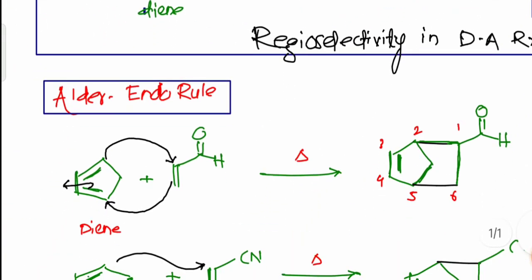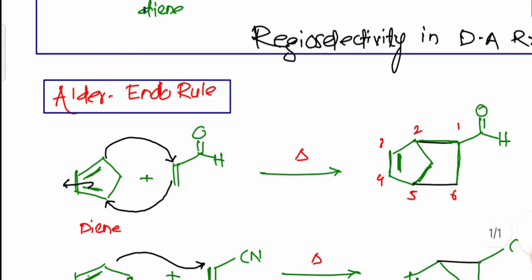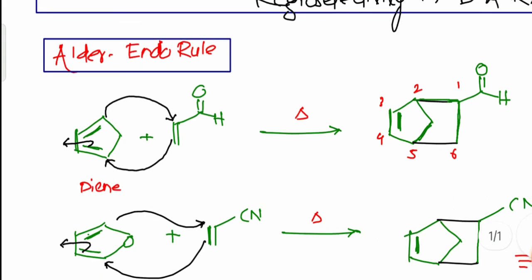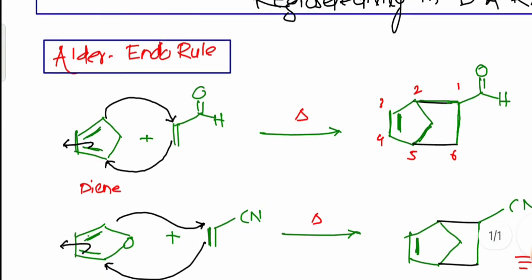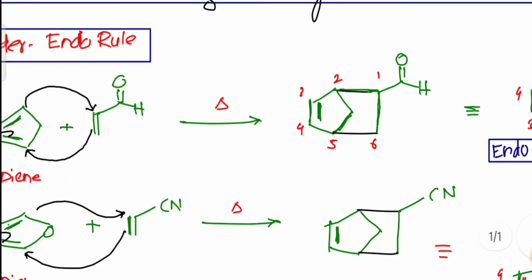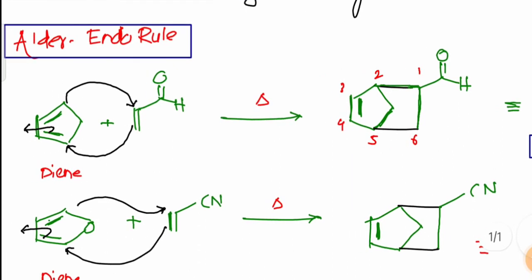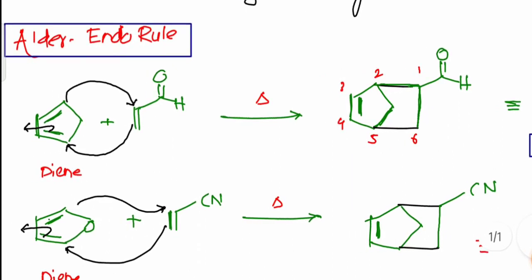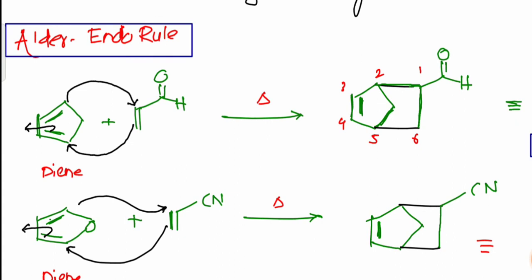The second principle is called the Alder-Endo rule. According to the Alder-Endo rule, whenever cyclic dienes participate in the Diels-Alder reaction, they form a bicyclic product. Remember this one: cyclic dienes, for example cyclopentadiene or furan, are called cyclic dienes. When they participate with any dienophile, there is formation of a bicyclic product.